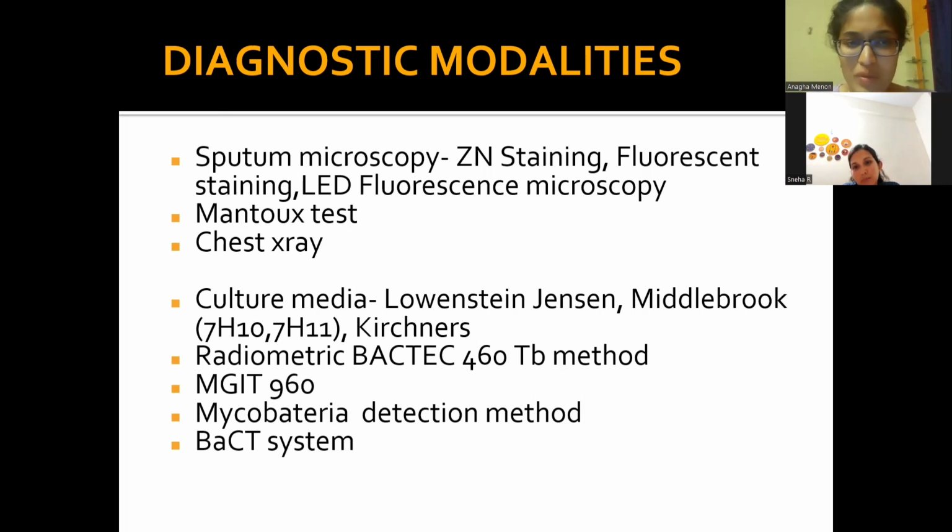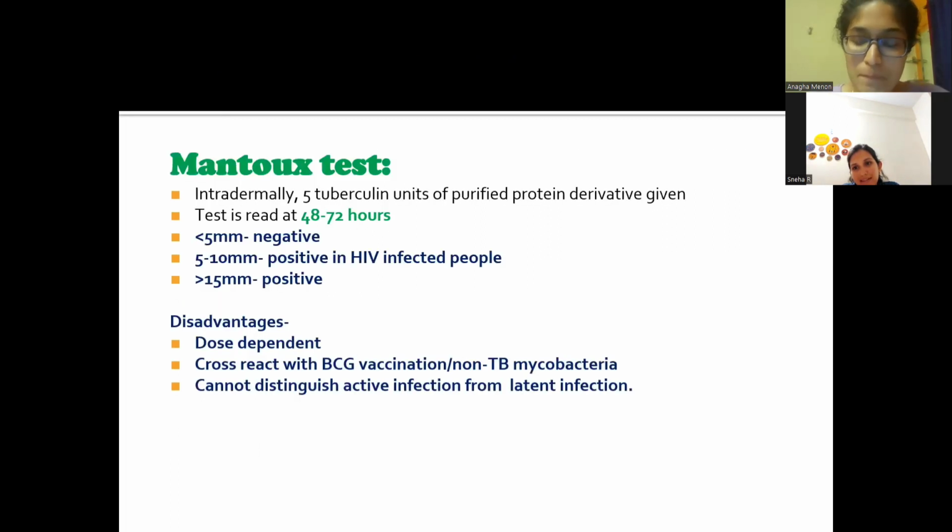Then we have so many other systems. We have radiometric, BACTEC 460 TB, MGIT, right? BACTEC system. There are so many modalities that can actually detect your tuberculosis.